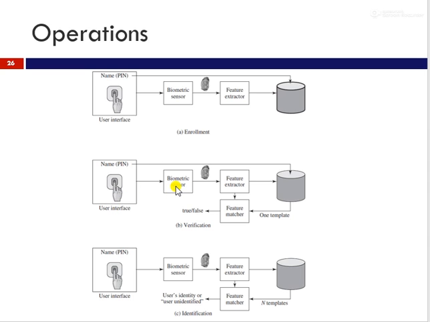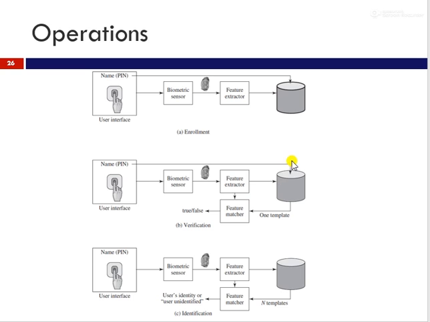The biometric sensor reads the biometric data and gives its output as input to the feature extractor, and the feature extractor will generate a biometric template. Then there is a name also provided by the user. This name is searched against the database, and it goes to exactly the record where the name matches, exactly one record. That is why it is called 1-to-1 matching.